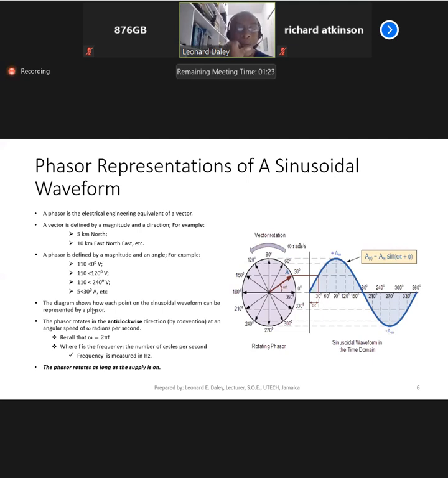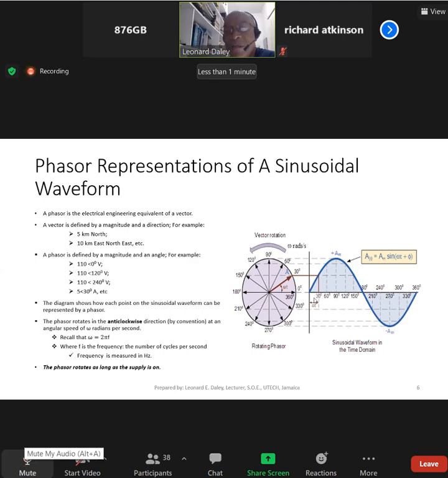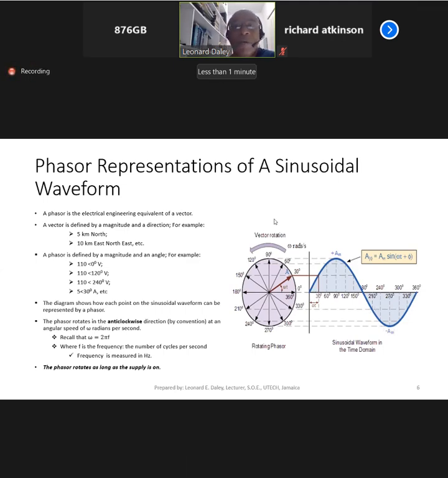The diagram is showing you how each point on the sine wave can be represented by a phasor. And by the way, the phasors rotate in an anti-clockwise direction. Just like how you'd measure in maths in high school, you measure anti-clockwise. The same way we consider our phasors. So as long as the current or the voltage is on, this sine wave will be continually going.